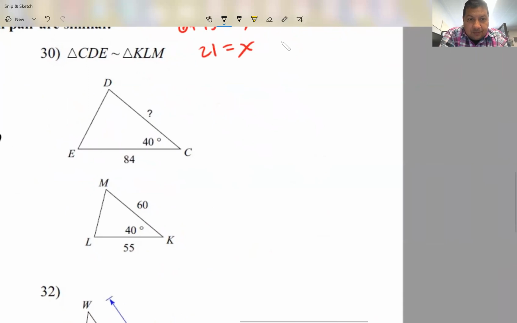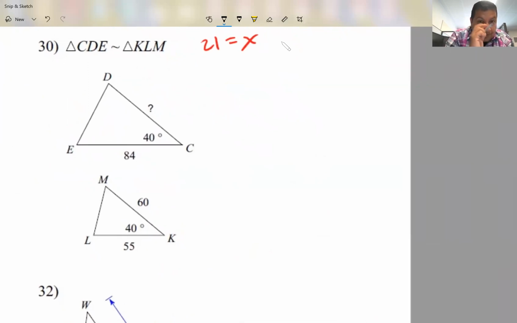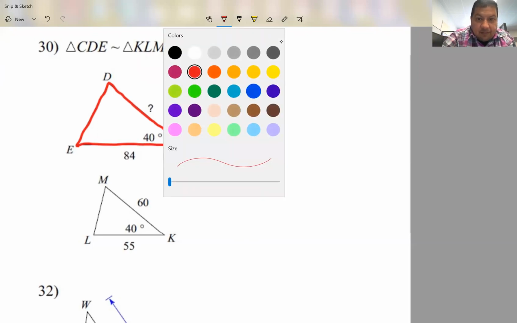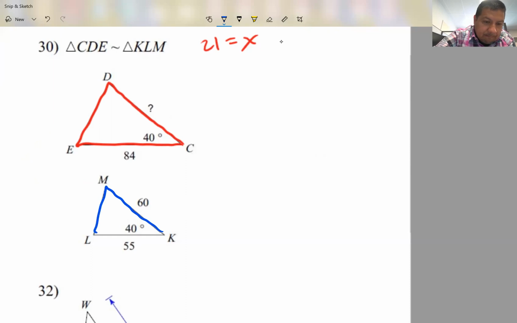Take a look at number 30. I have a red triangle. And then I have a blue triangle. I see a 40 degrees. There's my numbers. I'm going to include angles sometimes just to see if you get the idea. The measurement of the angles is not needed. Let me emphasize that again. The measurement of the angles is not needed.